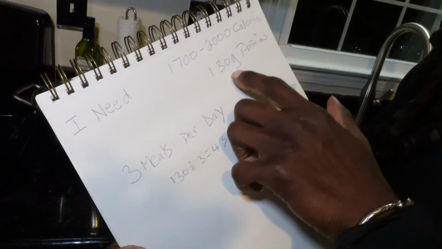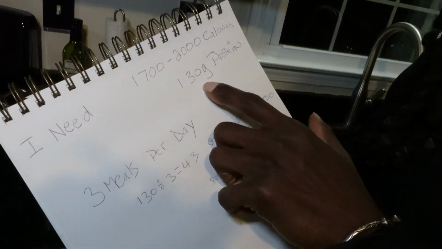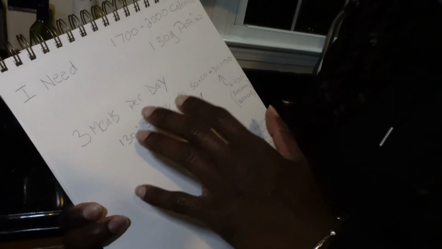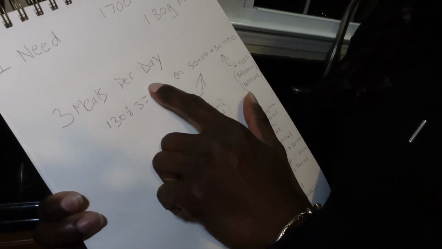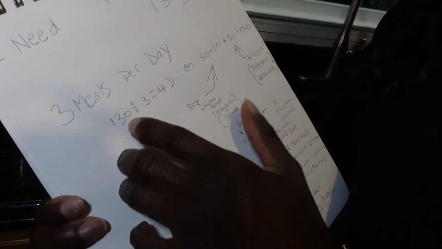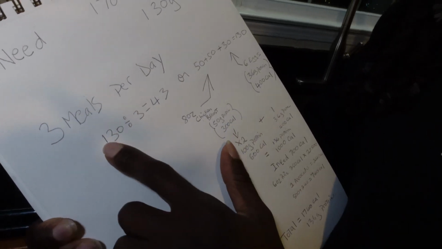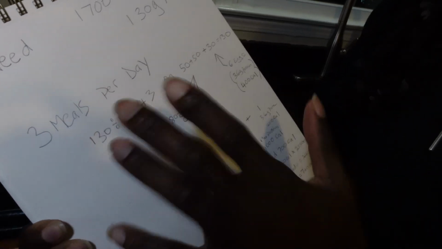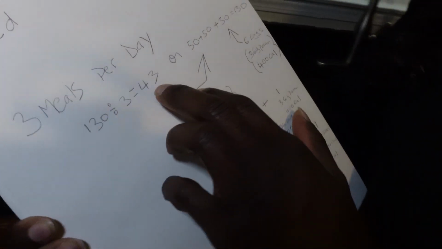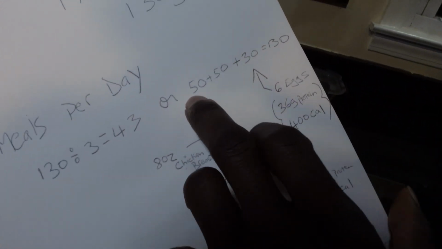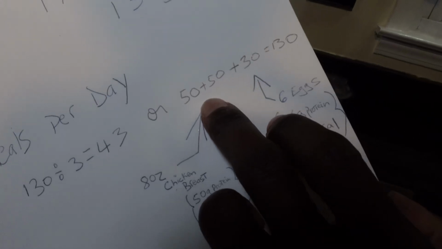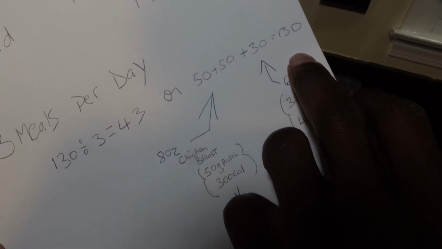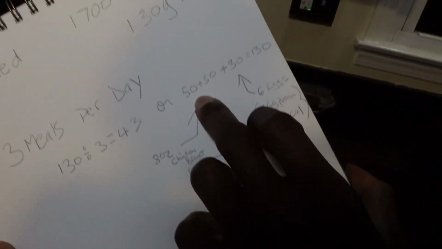So remember I said I need 130 grams of protein. So what I'm gonna do is divide that by how many times a day I want to eat, which is 3. I want 3 meals per day. And there's different ways that you can get your 3 meals per day. You can break it down. 130 divided by 3 is going to be around 43, 44 grams of protein in every meal. Or you can do it a different way. 130, I know 50 plus 50 is 100, and then plus 30 is 130. So I do it that way. So my 3 meals is going to be that way.